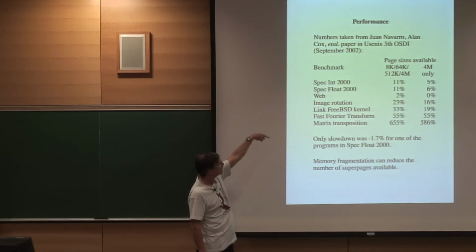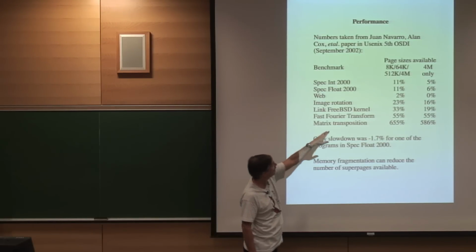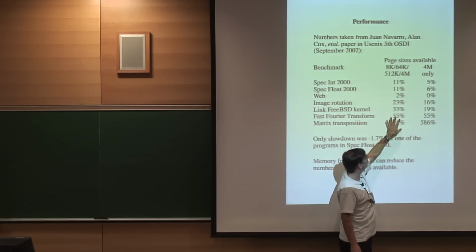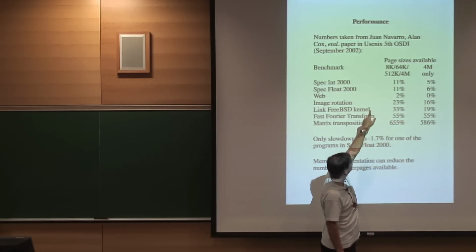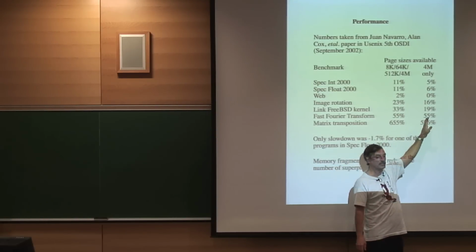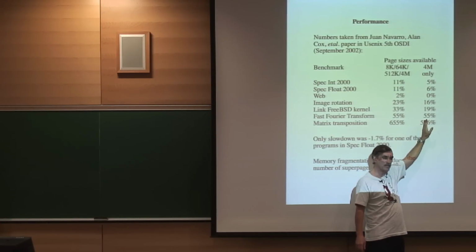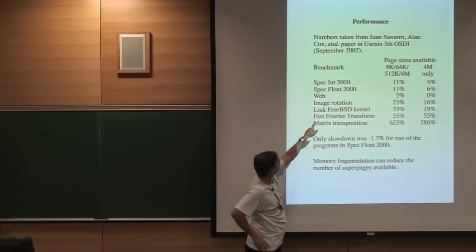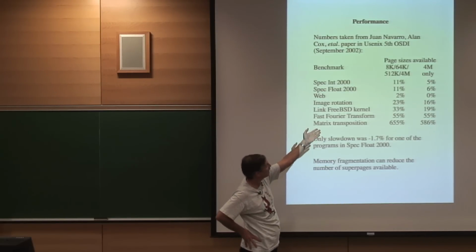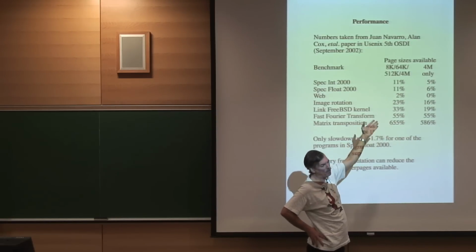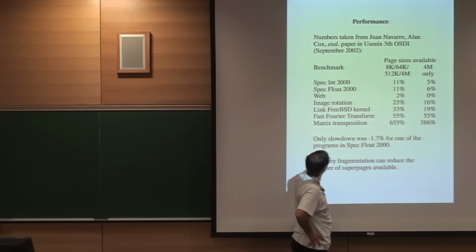So this is a set of some of the benchmarks. Then there's 2 columns here where it says the page sizes available. So these were the running time improvements that they got for machines that supported 8K, 64K, 512K, and 4 megabyte pages. And then this is the same thing where the only superpage size available was 4 megabytes. Okay, so as you can see, something like SpecInt, you get about an 11% running time improvement if you've got a range of pages, and what you'll typically see is about half that if you only have giant pages available.